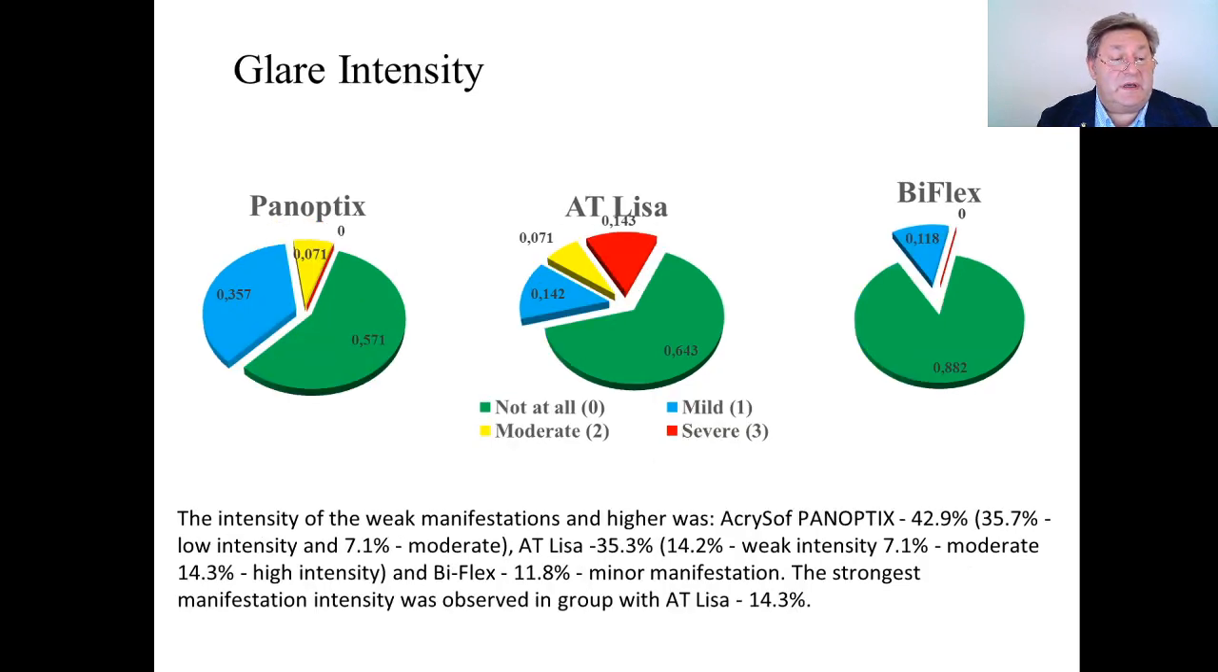The sensitivity of the weak manifestation and higher was in Acqua Panoptics, near 42%, 33% and 35% low intensity and 7% moderate. At Lisa, 35%, 40% weak intensity, 7% moderate, and 14% high intensity. And B-flex, 11% minor manifestation. The strongest manifestation was observed in the group with At Lisa, 14%.